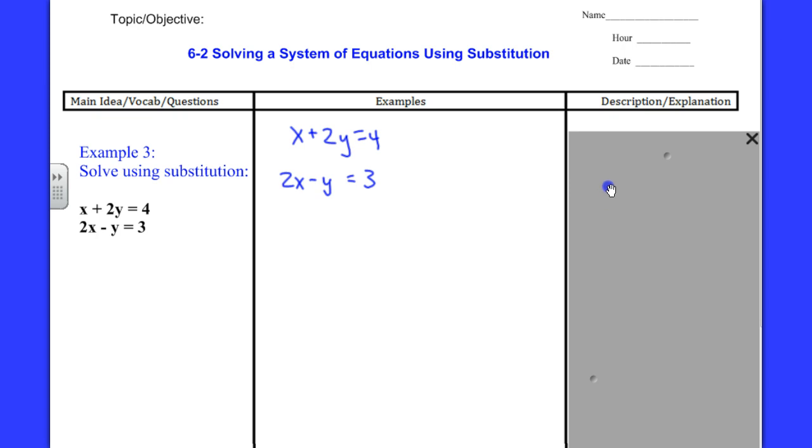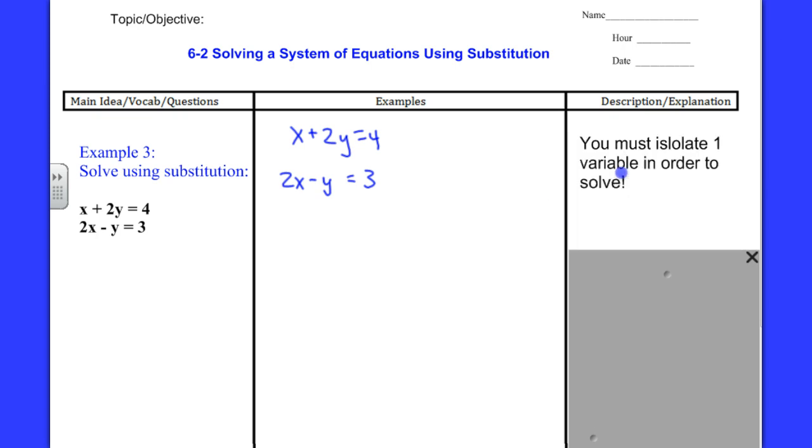As we work through this, hit pause as you need to because there's a lot of material in here. When we look at this problem, here's the issue. I'm going to label them equation 1 and equation 2. Neither equation 1 nor equation 2 has an isolated variable. So you have to isolate one. You have to pick one of these variables and solve it and get it by itself on one side so that you can substitute it into the other one.